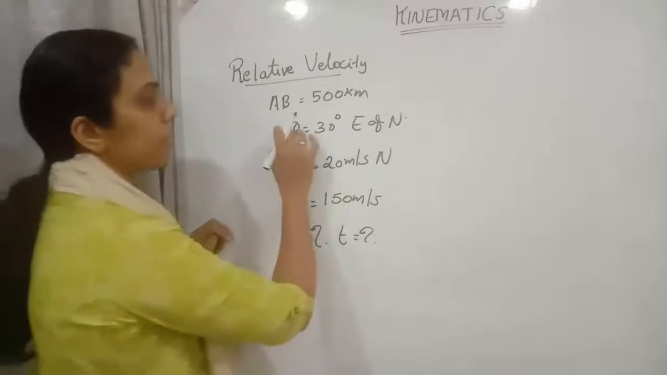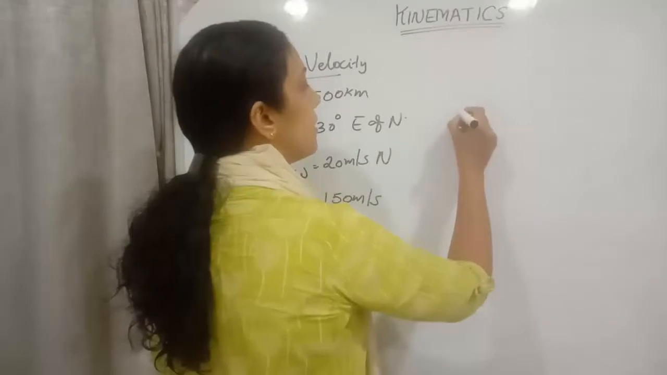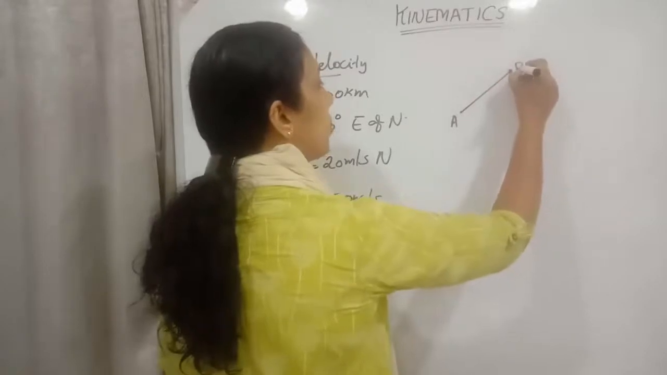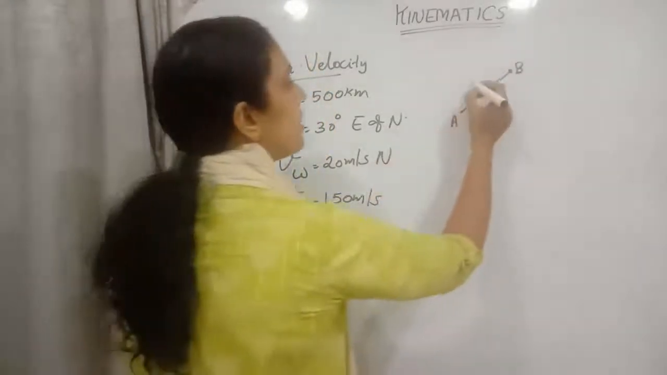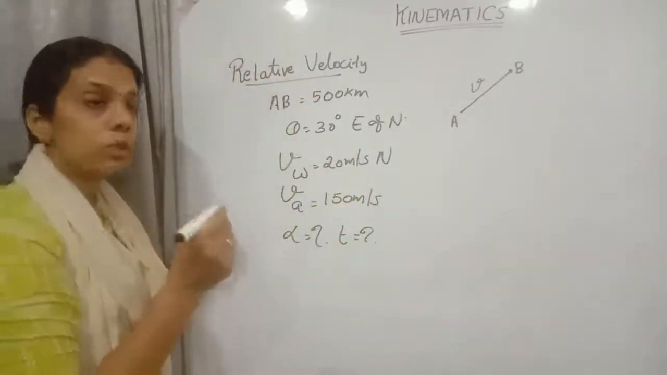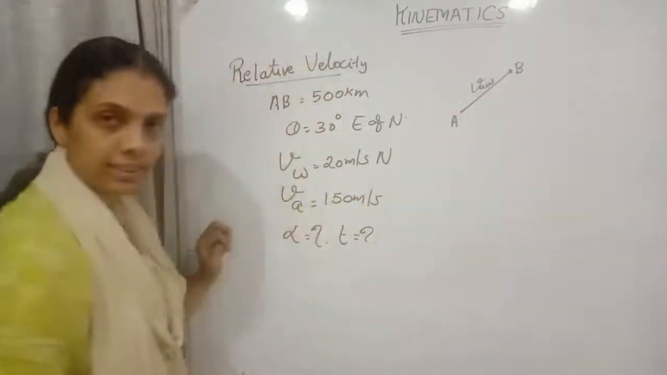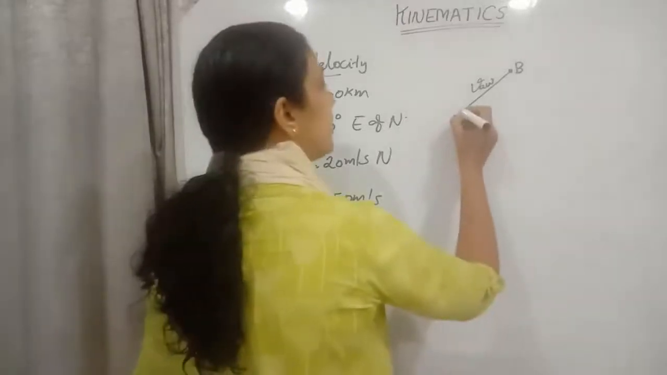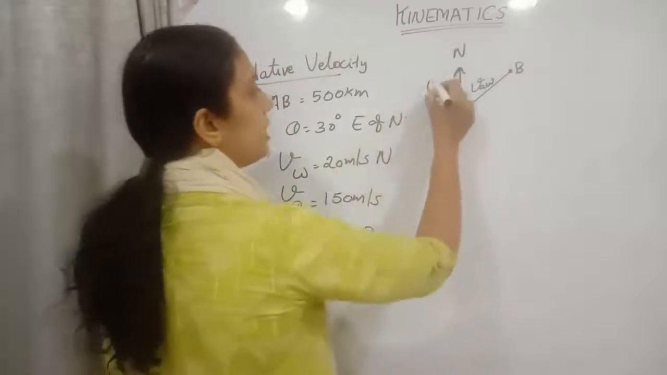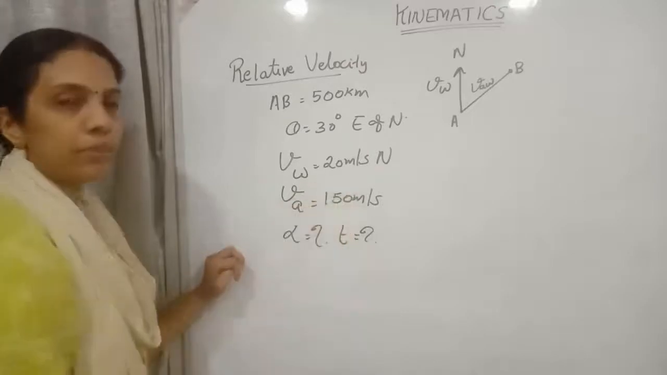So the distance AB is given as 500 kilometer. This is the starting point A. The plane has to reach the point B. So this should be the relative velocity of the plane with respect to the wind, or the relative velocity of aircraft with respect to wind should be like this. And wind is acting towards north with a speed of 20 meter per second. Aircraft has a speed of 150 meter per second.